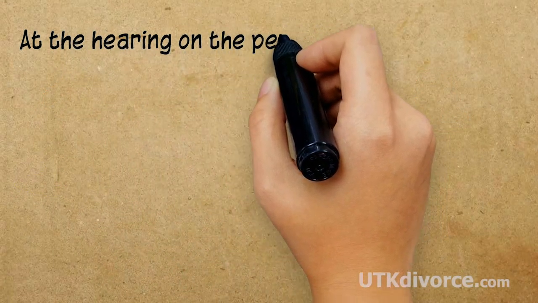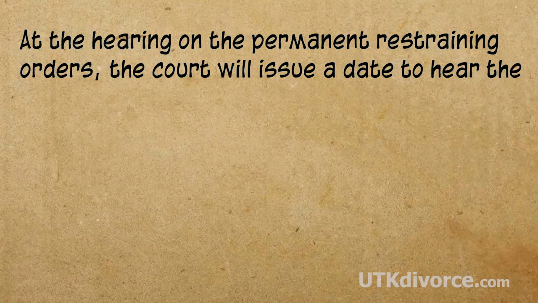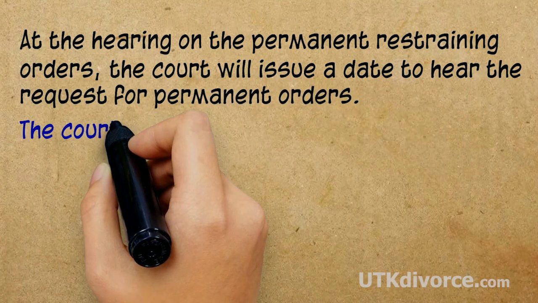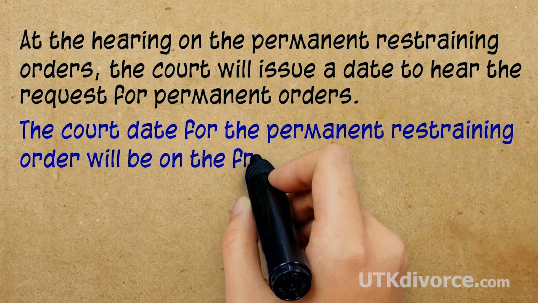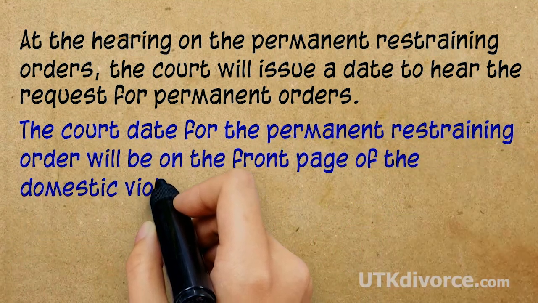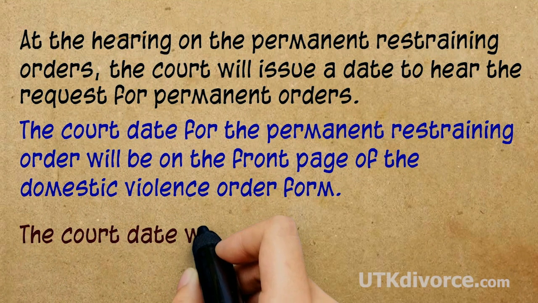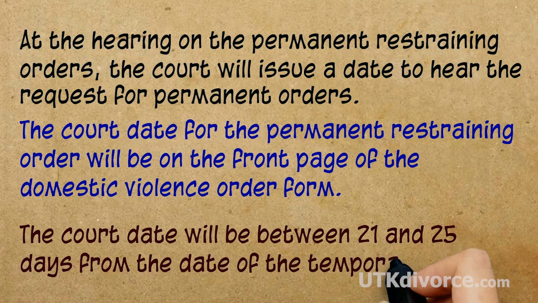At the hearing on the permanent restraining order, the family law judge will normally, as stated previously, issue a date to hear the request for permanent restraining orders. The court date for the permanent restraining order will be on the front page of the domestic violence order form. The court date will be between 21 and 25 days from the date of the temporary restraining orders.